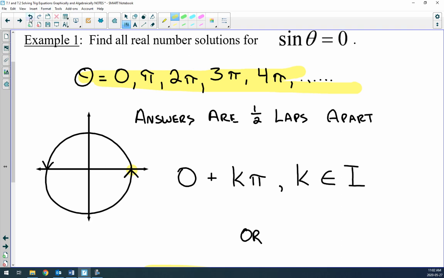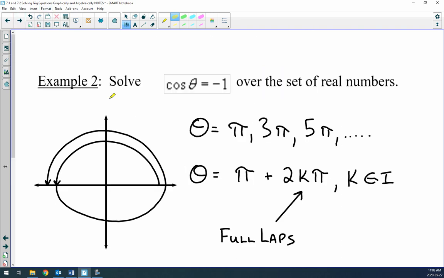Okay, let's look at another example. Example 2, cosine theta equals -1 over a set of real numbers. So in this one, we want cosine to be -1. So -1 is right over here at pi. But the next solution wouldn't be back over here at 2 pi because that's positive. So you start at pi and then you go all the way around, and one lap is 2 pi, right? So it'd be pi, and then 3 pi, and then 5 pi, and then 7 pi. Okay, that's good. You can write all those numbers down, but let's create a general solution.